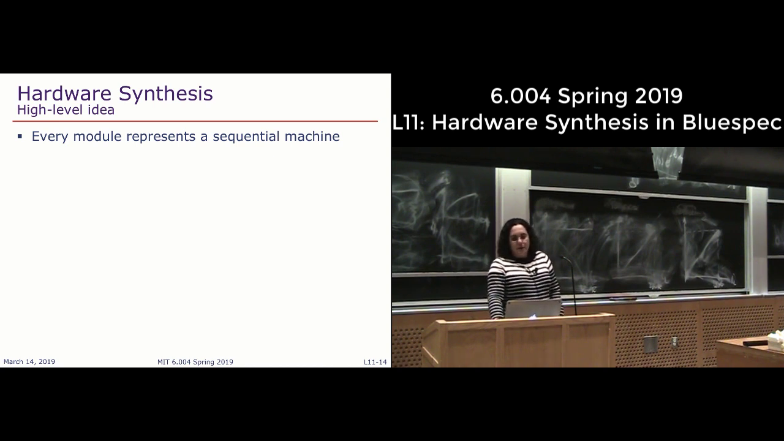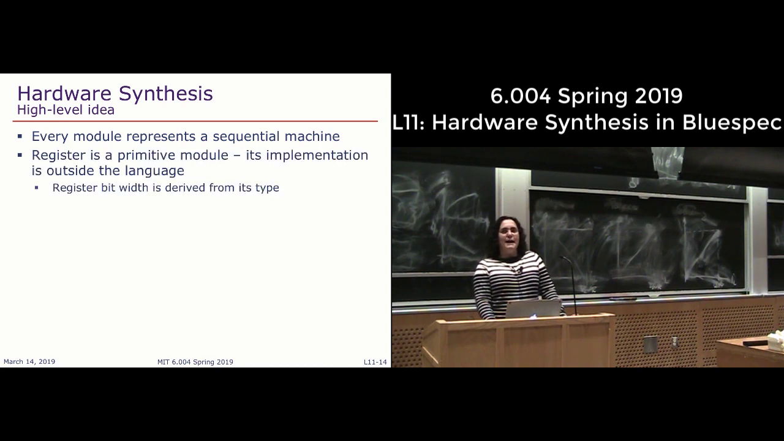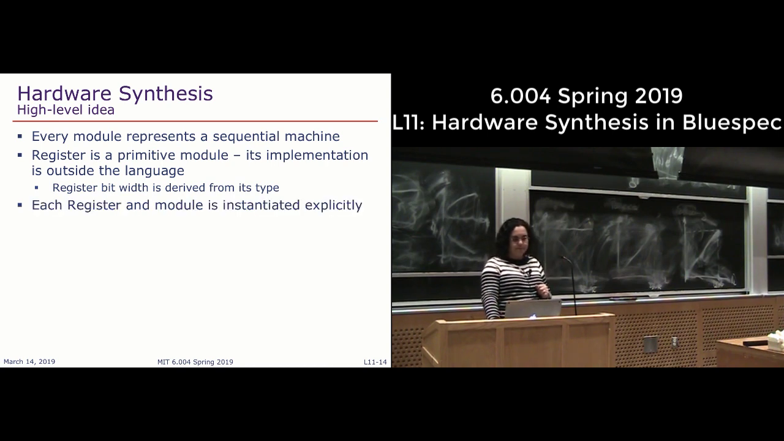Okay? So the first thing is, as I've mentioned, every module represents a sequential circuit, and we know that we have a basic module that's made available to us, whose definition is outside of our language, and this is a register primitive. So the most basic module is going to instantiate registers in order to be a sequential circuit, and then higher level modules can instantiate both registers as well as other modules.